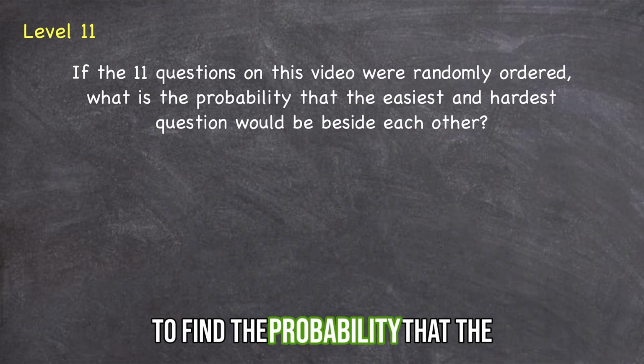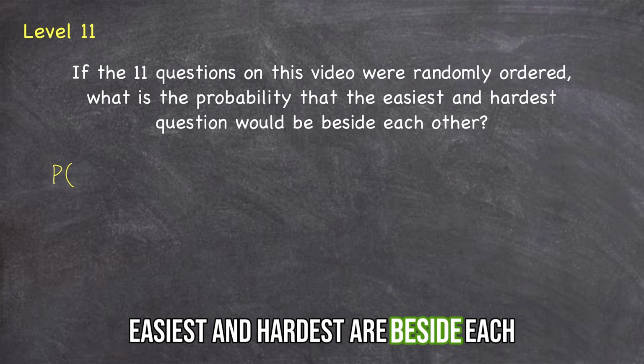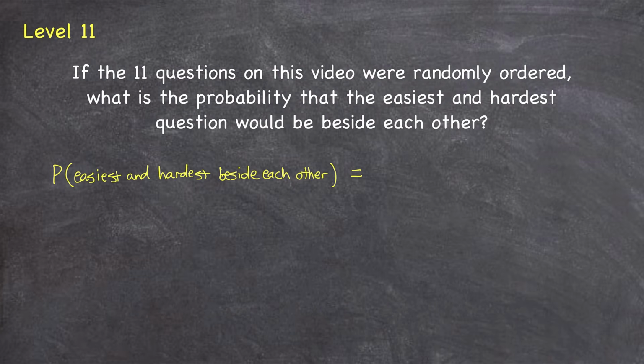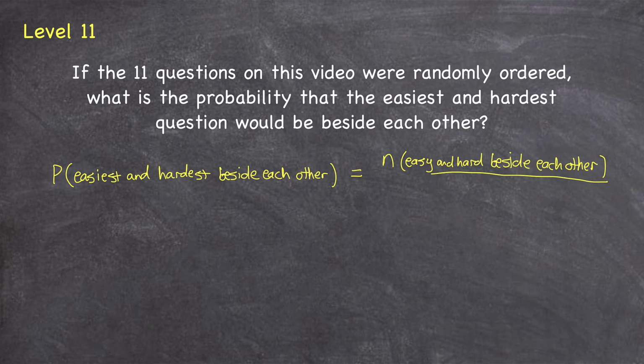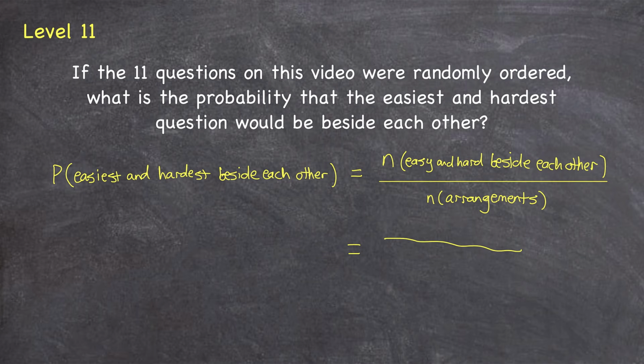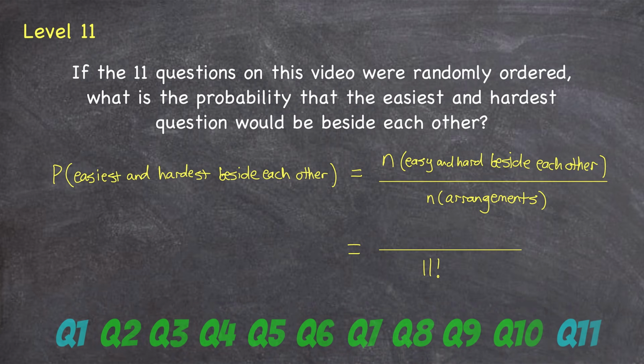To find the probability that the easiest and hardest are beside each other, I would need to do the number of arrangements where they're beside each other, and then divide that by the total number of possible arrangements of the questions. Well, the number of arrangements of 11 questions is easy. It's just 11 factorial. But how many of those 11 factorial arrangements have the easiest and hardest beside each other?